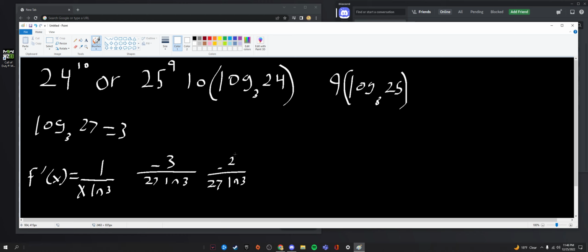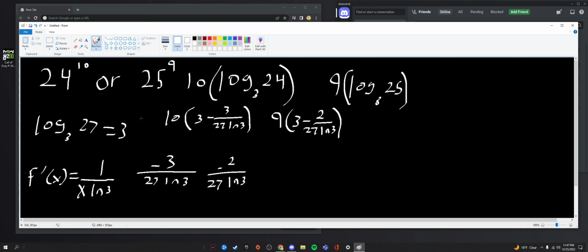So now this is great, because now we can subtract these from 3, which is the f of x value that we do know, to estimate both of these logs, and of course we're still going to have the coefficients out front. So you would ultimately end up with 10 times 3 minus 3 over 27 ln 3, and 9 times 3 minus 2 over 27 ln 3.